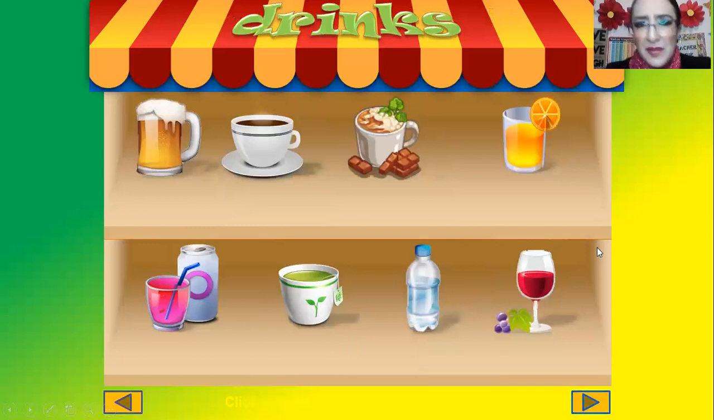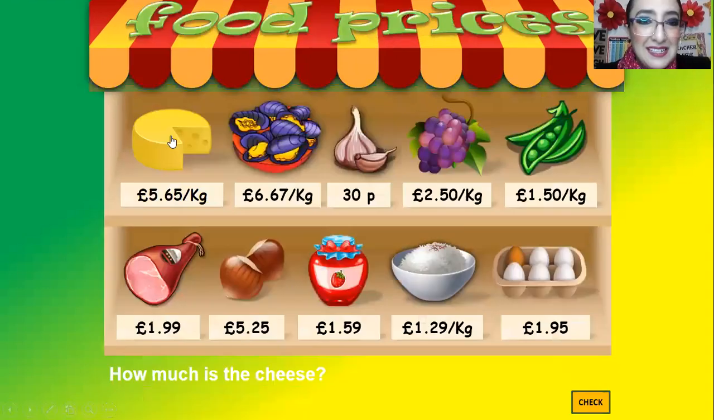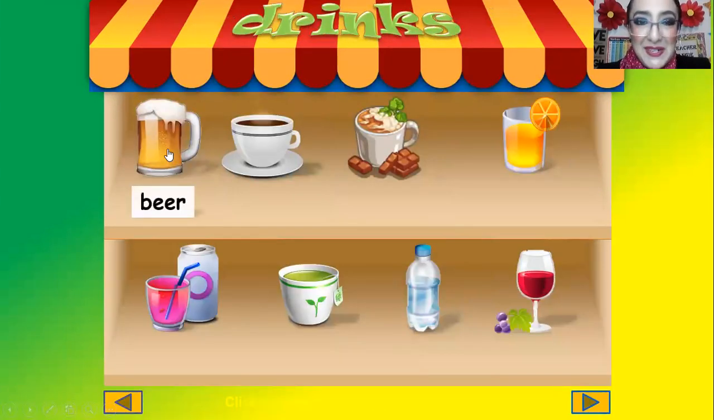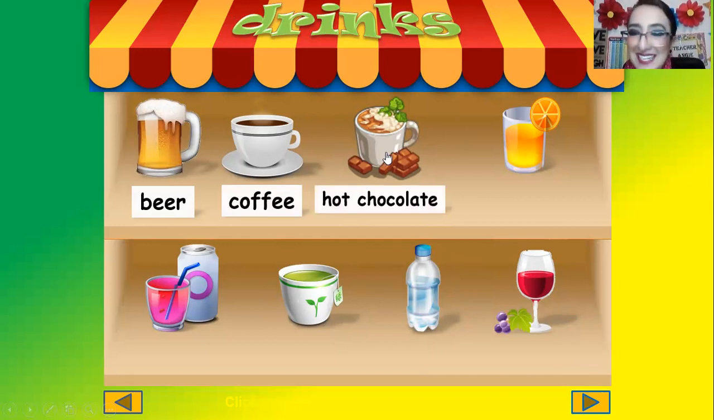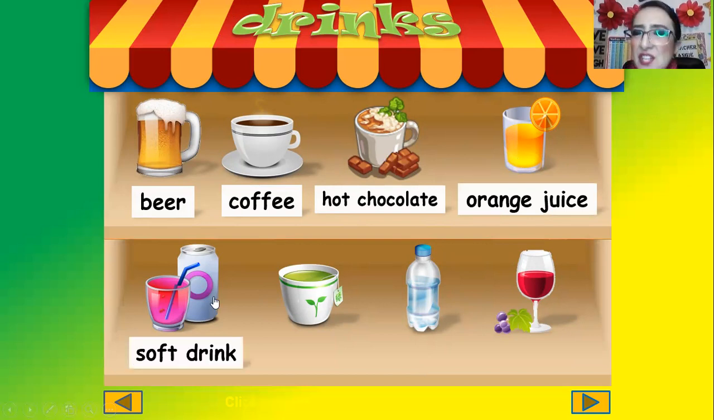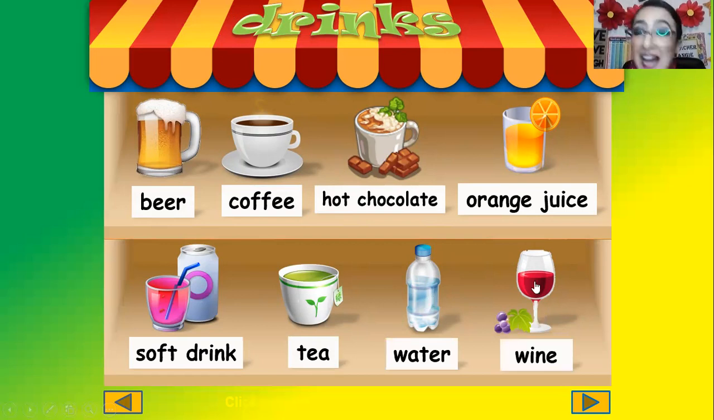And we are going to have some drinks, for example, beer, coffee, hot chocolate, orange juice, the soft drink, soda, for example, refresquito. Tea. Water. And wine. Beer, coffee, hot chocolate, orange juice, soft drink, tea, water, wine, soda if you want.